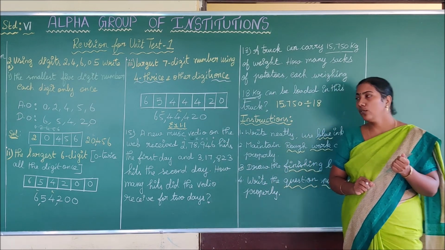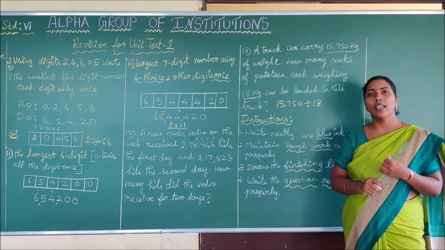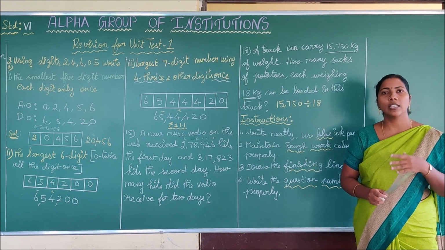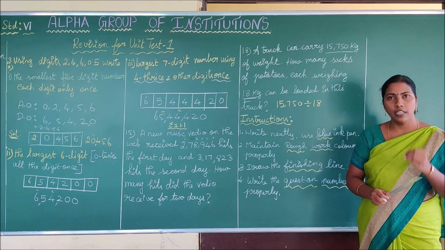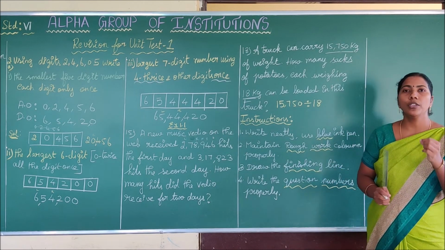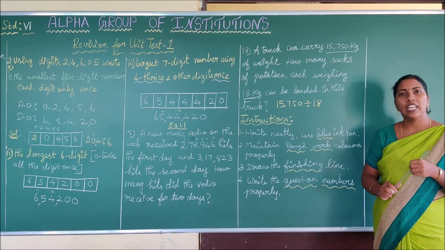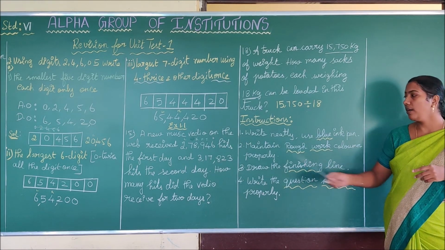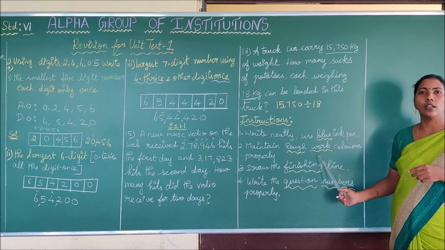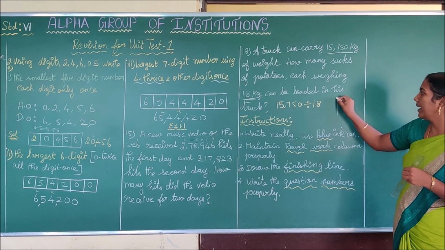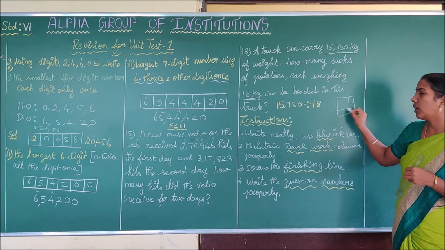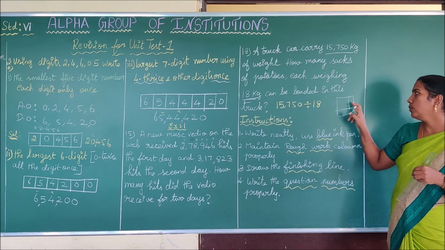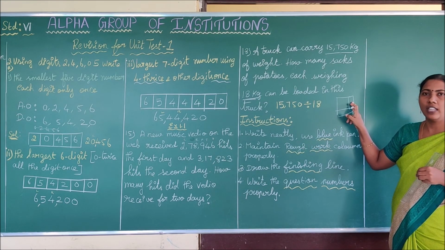Now you are going to see the instructions to write the exam, the unit test. The first step is to read the questions carefully, children, and write neatly using a blue ink pen only. Don't use a refill pen. Use a blue ink pen to write the answer and maintain the rough column, children. Whether it is on the right hand side of the page or the bottom of the page, you have to maintain the rough column. You will use the pencil to write in the rough column.